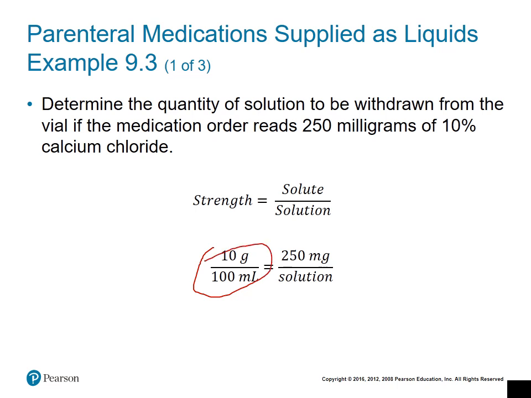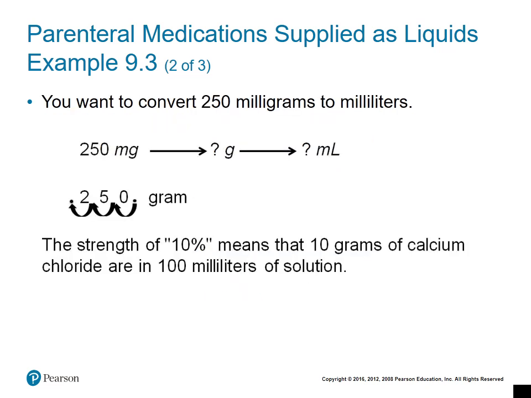So our solute was given. It was 250 milligrams. And so that means we don't know our solution. And it even says it here, determine the quantity of the solution. So if you're ever not sure what you're trying to find, you just fill in this equation and then you look for whatever's missing. That's what you've been trying to find. Because we're trying to find the solution, our answer is going to be in milliliters.